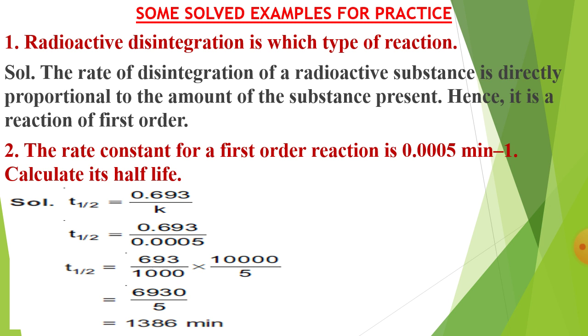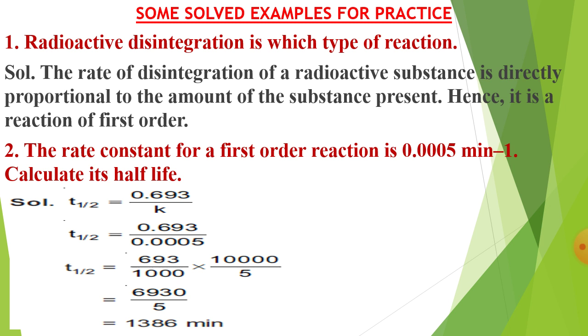First, radioactive disintegration, in which type of reaction? Again I have told you that radioactive disintegration is a first order reaction. So that's why the rate of disintegration of a radioactive substance is directly proportional to the amount of substance present. Hence it is a first order reaction.